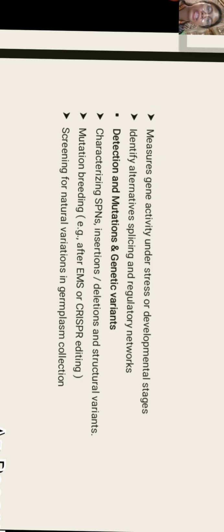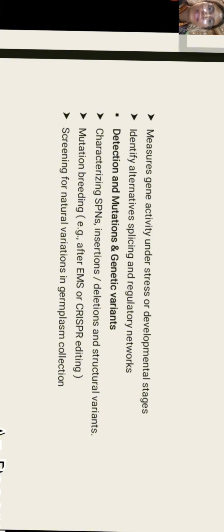Next is measuring gene activity under stress or developmental stage. Scientists check which genes are turned on or active, and which genes are turned off or not active, when a plant is stressed or growing. So, for example, when corn has no water, some genes are turned on to help the plant survive the heat.